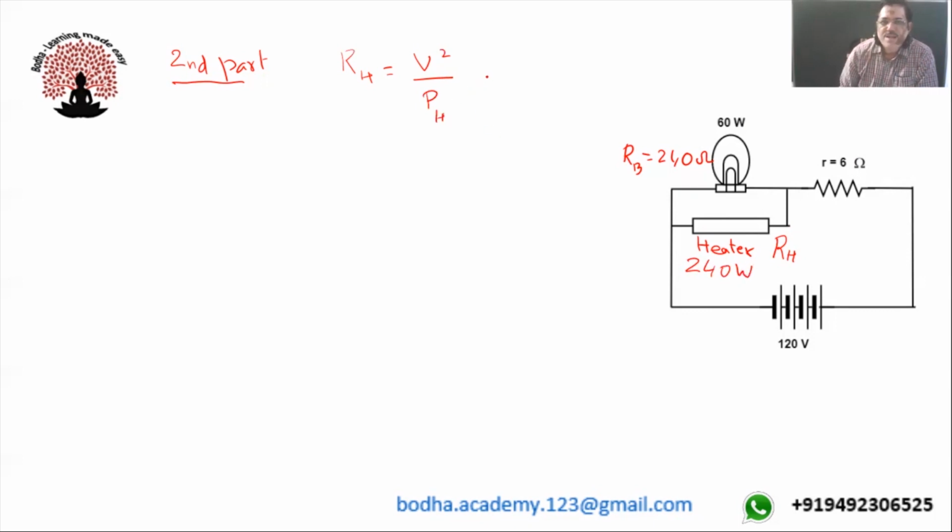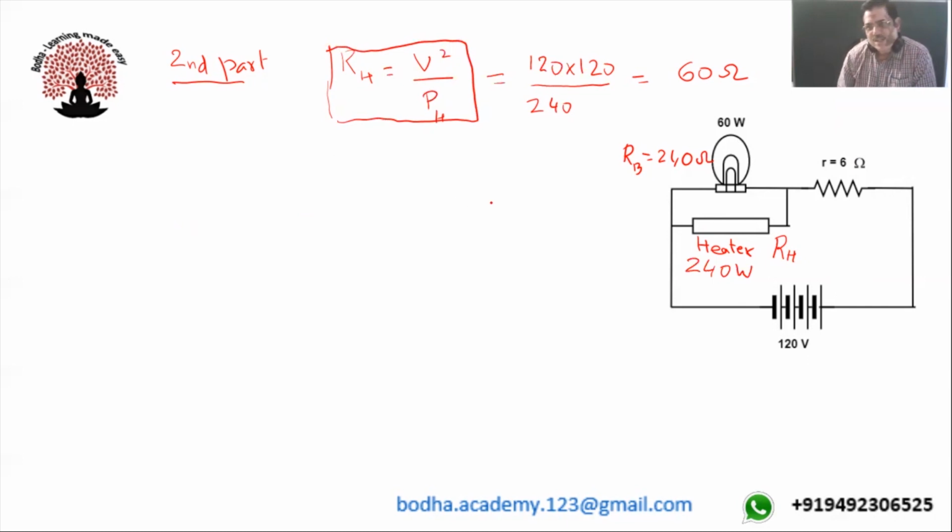So I can write RH is equal to V squared by P. Here also the voltage across the heater is not given. By default we will assume that the heater also has a voltage rating similar to the applied voltage. So here I will write 120 into 120 divided by the power of the heater, 240. On simplification we'll get 60 ohms. So we are determining the resistance of the heater. Now we'll find the current in the circuit.